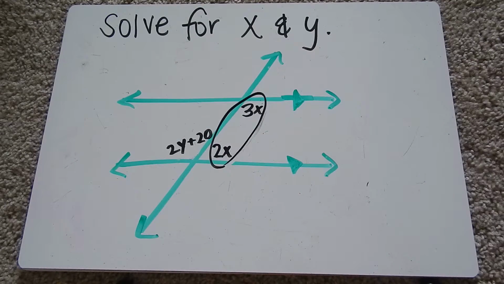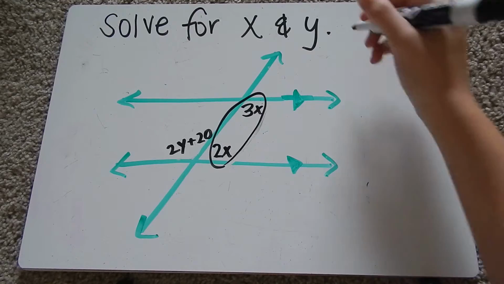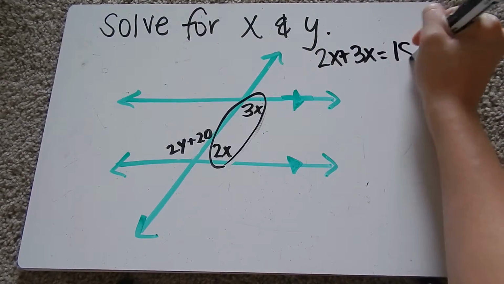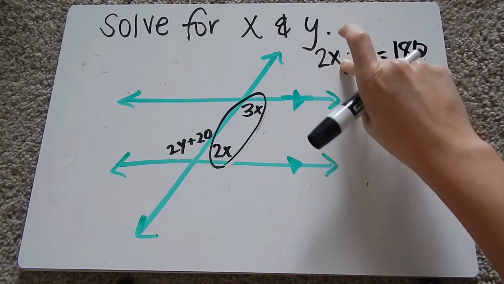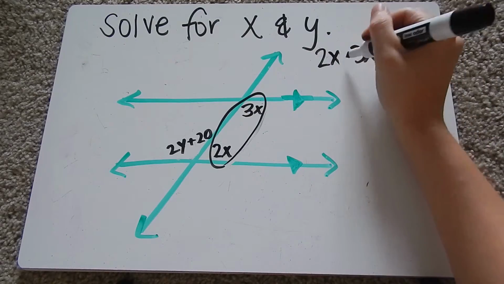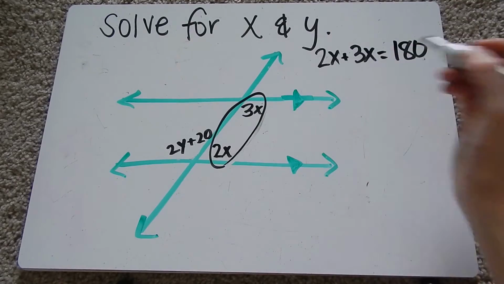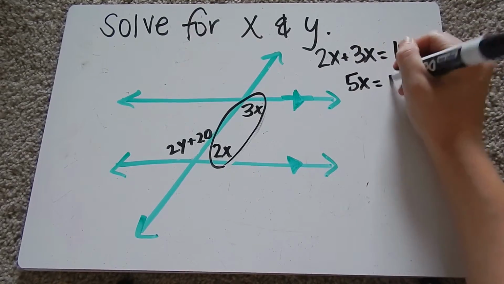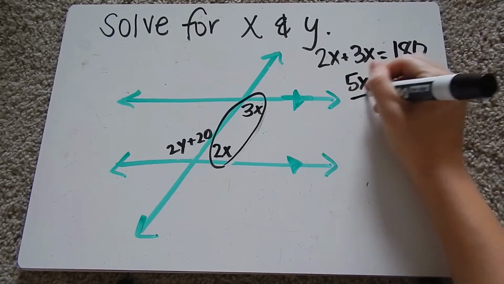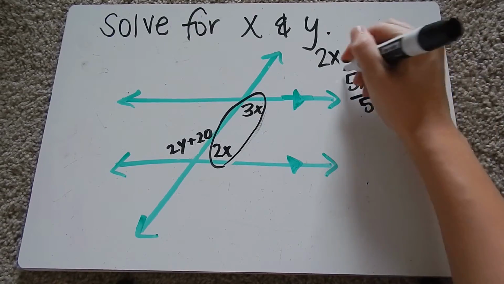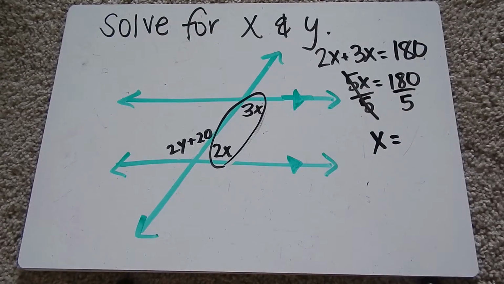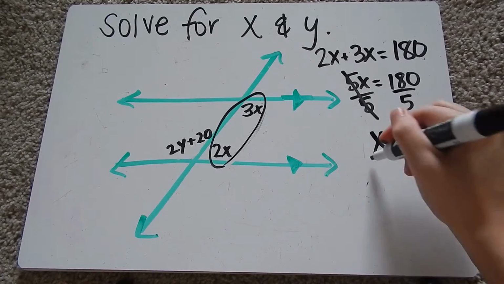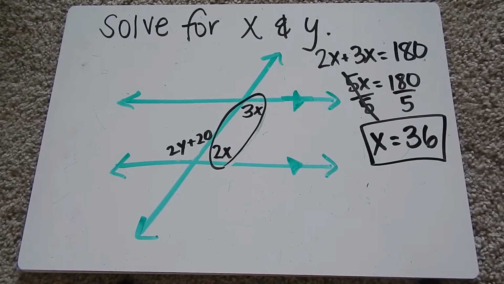These are same side interior angles and they add up to 180 because they're supplementary. So I'm going to set them equal to 180 and I can solve for x since they both have the same variable. 2x plus 3x is 5x. To get x by itself, we divide both sides by 5. The 5's are going to cancel out. We get x is equal to 36. So that's part of our answer.